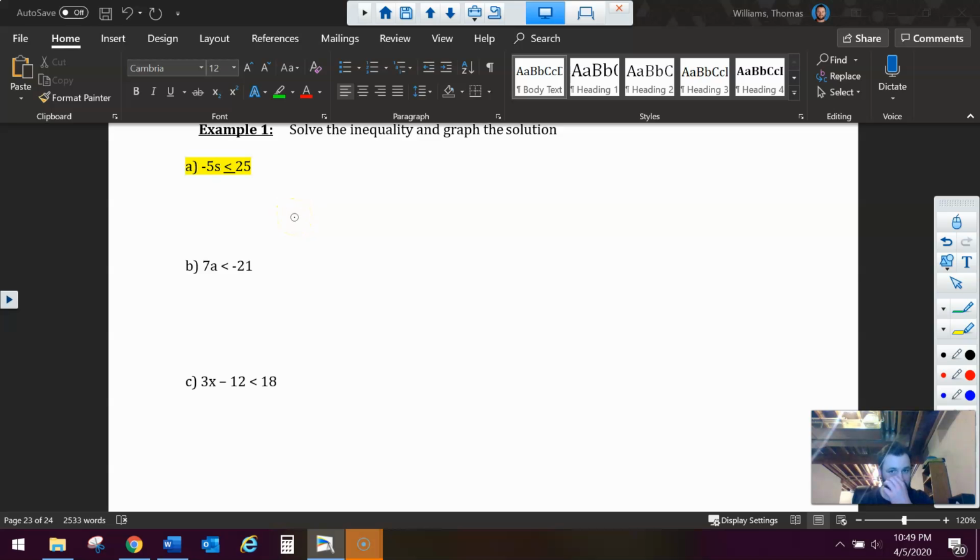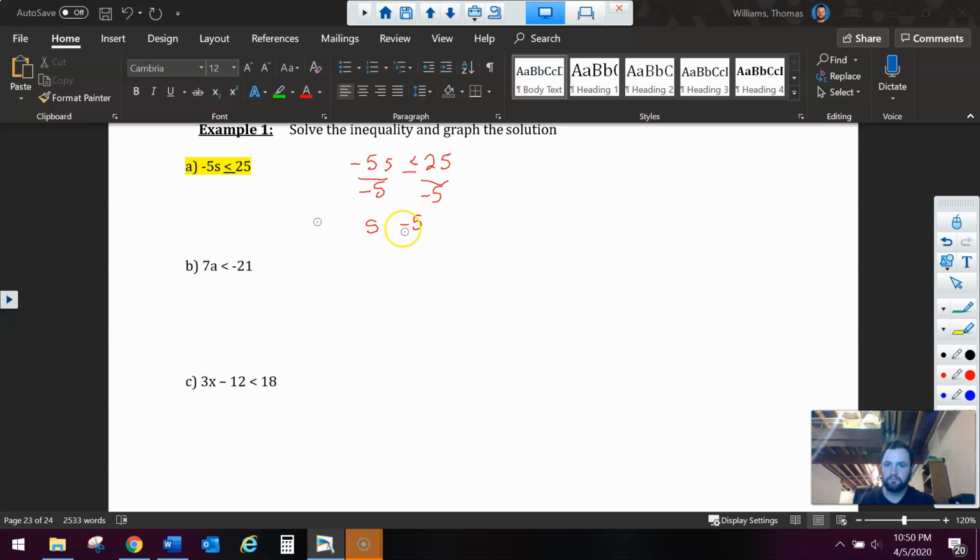If I want to solve this inequality, well, we want to solve using the same method that we would when we were solving equations. It's just we want to keep in mind one more thing. So if I have -5s is less than or equal to 25, well, to get s by itself here, what I'm going to do is divide both sides by -5. -5s divided by -5 just gives me s. 25 divided by -5 gives me -5.